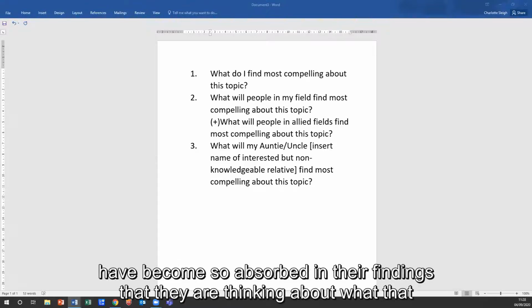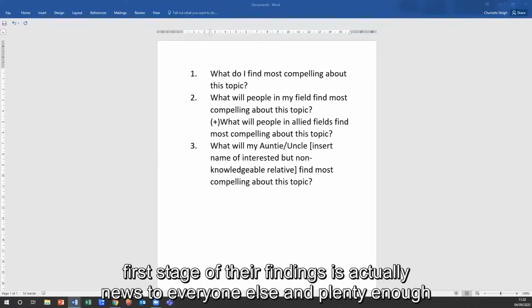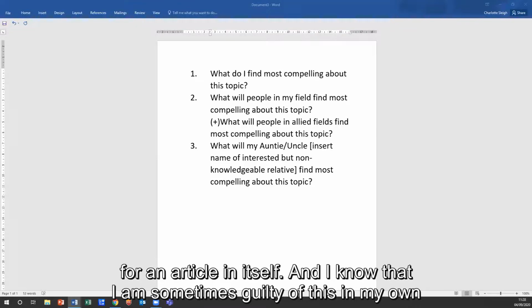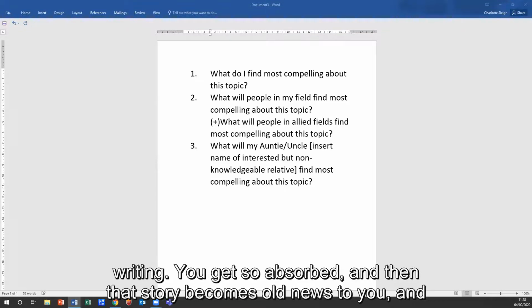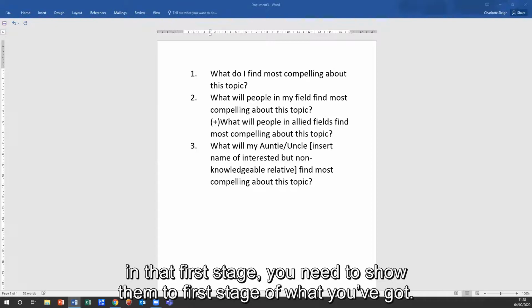Sometimes students have become so absorbed in their findings that they're thinking about what that means for the next stage in their argument without realizing that the first stage of their findings is actually news to everyone else and plenty enough for an article in itself. And I know that I'm sometimes guilty of this in my own writing. You get so absorbed, and then that story becomes old news to you and you want to move on to the next stage. But other people haven't come with you in that first stage. You need to show them the first stage of what you've got.